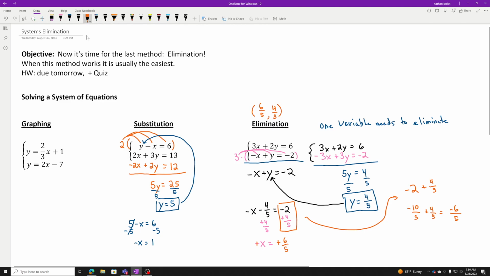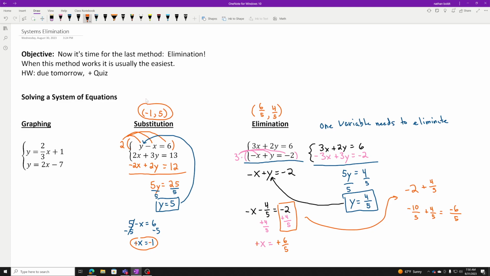And then we got to flip our signs here. I don't want a negative x, I want a positive x. But if I change the sign on one side, I got to change the sign on the other. So x is equal to negative 1. And so the answer we get for this one is negative 1, comma 5.